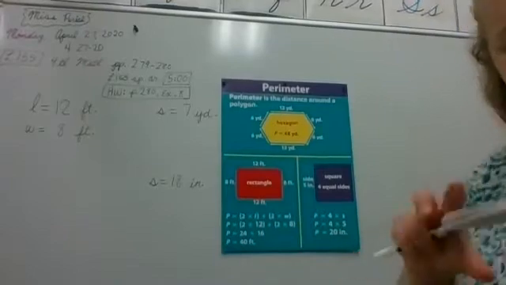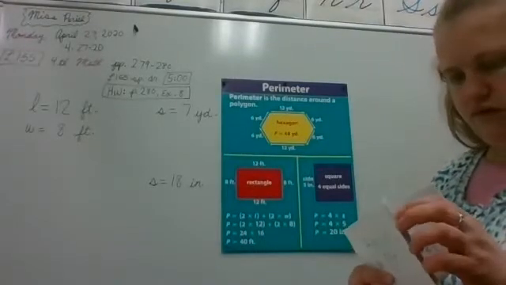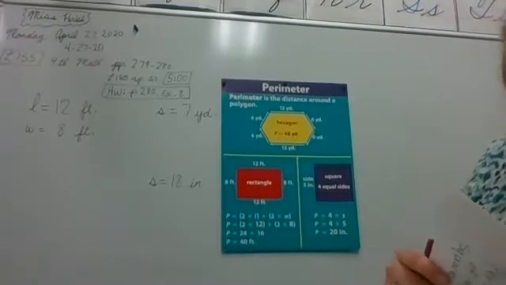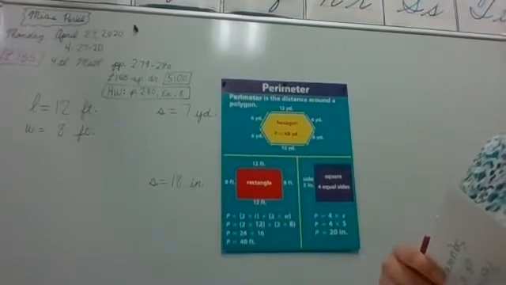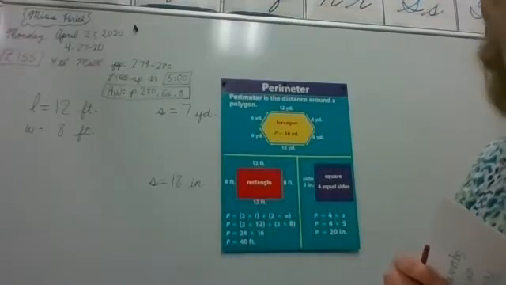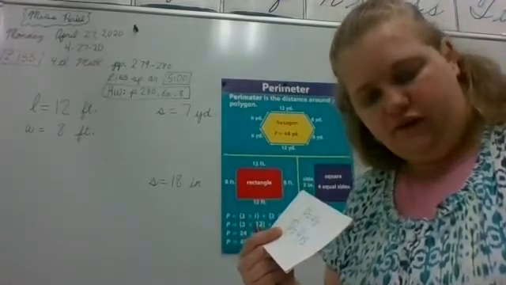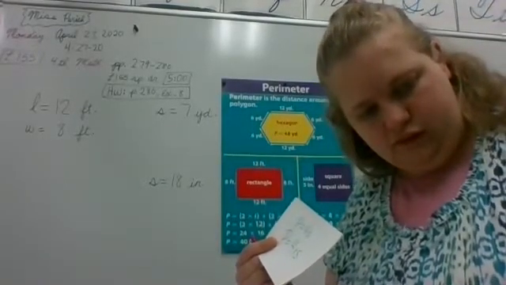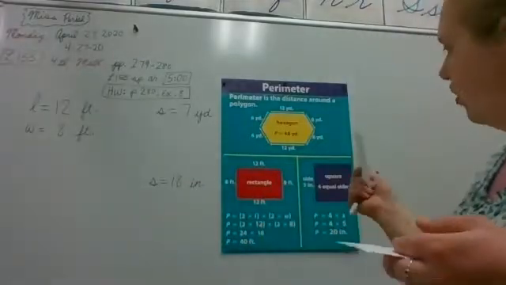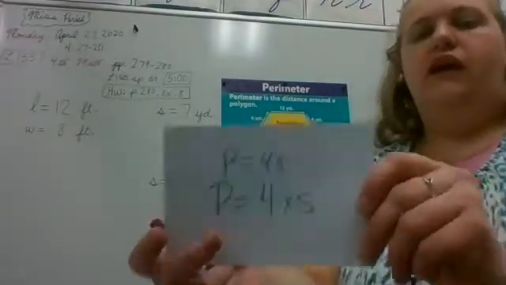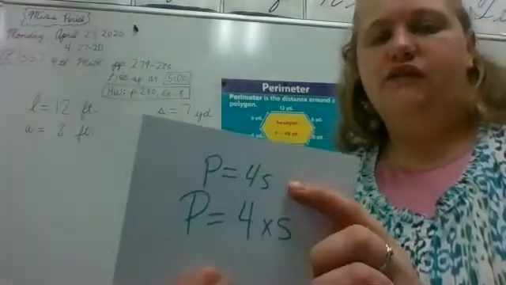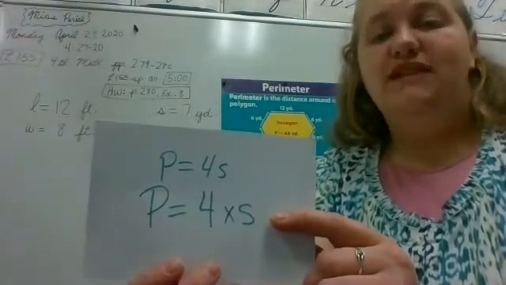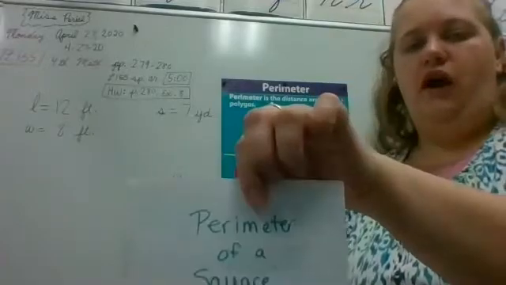I have these flashcards from 6th grade. So I'm going to pull out a couple of them to help you see it, because I know that sometimes you can't see those up there. So here you go. It's the bottom one. This is when we take out the X, and you don't need to worry about that. So P equals 4 times side. Okay, there's your formula for perimeter of a square.